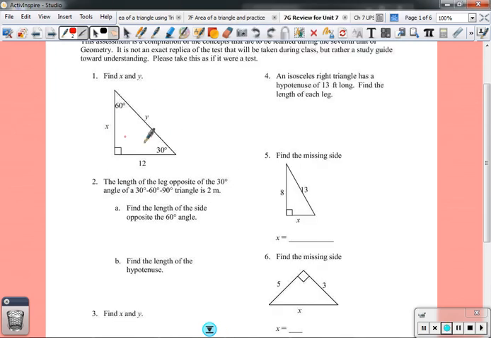Let's see. For x, I'm going to work with the 30. X is opposite and 12 is adjacent. So I'm going to use the tangent of 30 equals x over 12. And then to find y, I'll use the cosine of 30 equals 12 over y. Okay, I'll go ahead and do both these calculations.